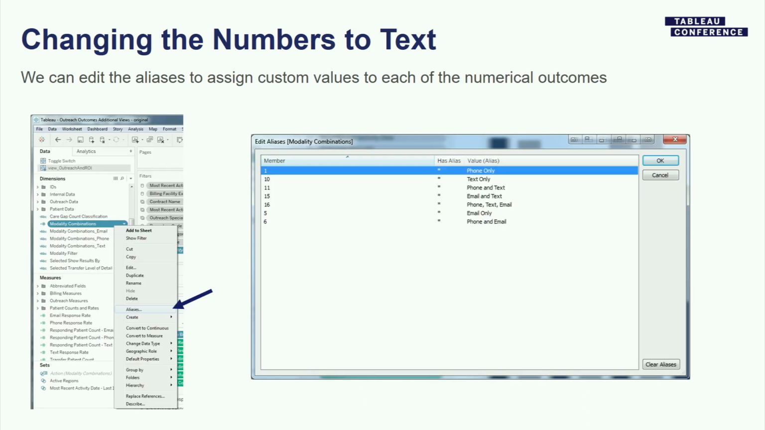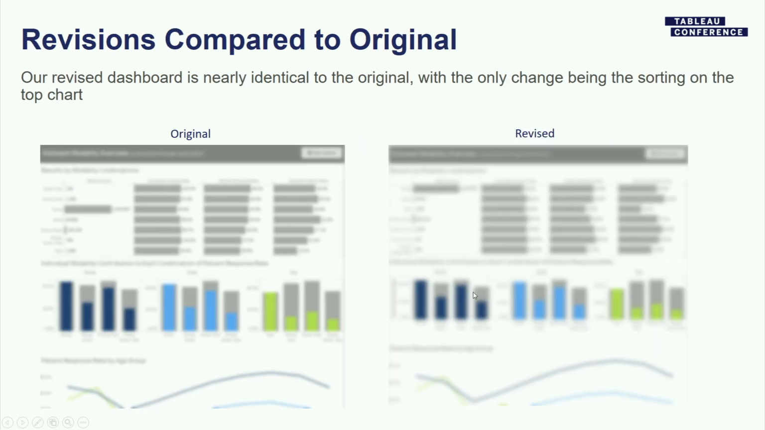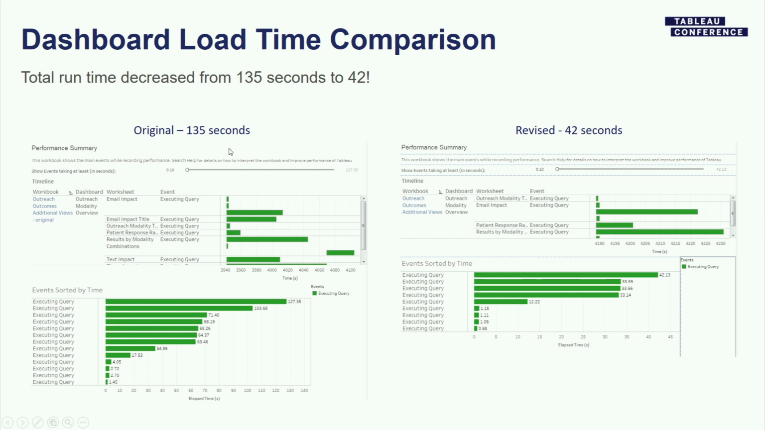Huge savings. But now we have the numbers 1, 10, 11, 15. Nobody knows what the heck that means. But that's cool. All we have to do is right-click, edit our aliases, and instead change the 1 to phone only, 2 to text only, and so forth. So we're just changing what the end user is seeing on the screen. Now when we go back and compare, the dashboards look exactly the same. The only difference is we're not doing this sorting up here. But other than that, it's exactly the same. And we've gone from over 2 minutes to about 42 seconds. Still pretty slow, but heck of a lot faster.